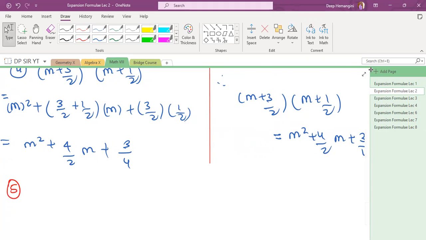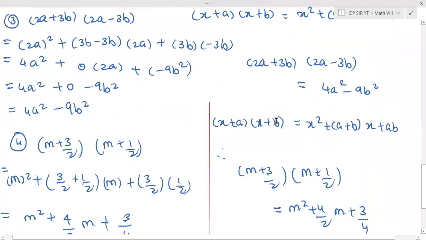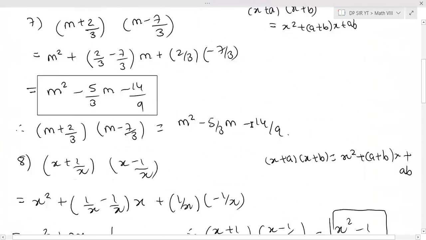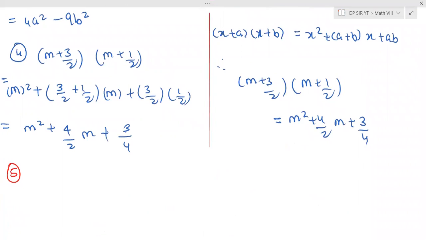Let's go for question number 5. Question number 5 is x minus 3 and x minus 7. Again, the simplest question which one can come across. So x minus 3 and x minus 7. First, you all try, and then come to the board.